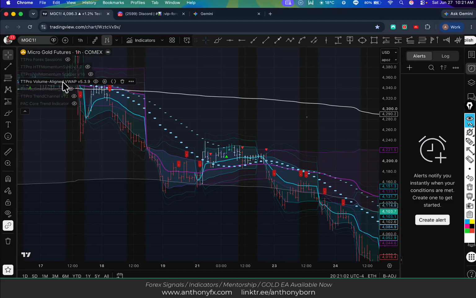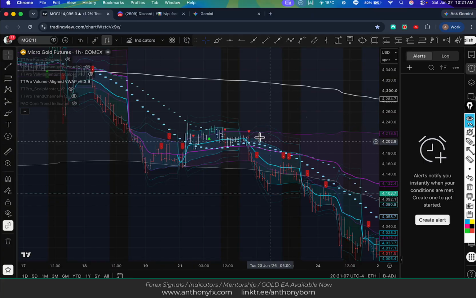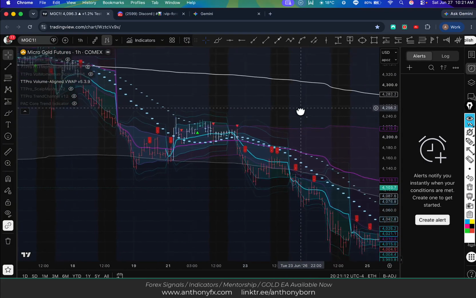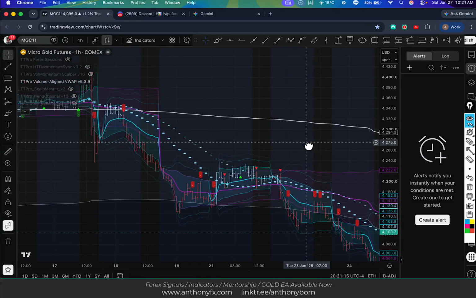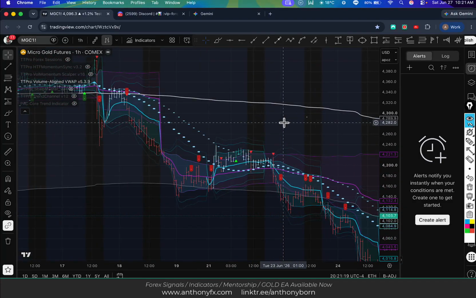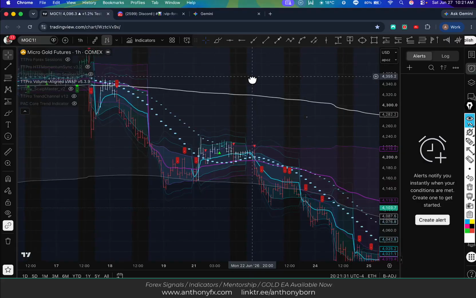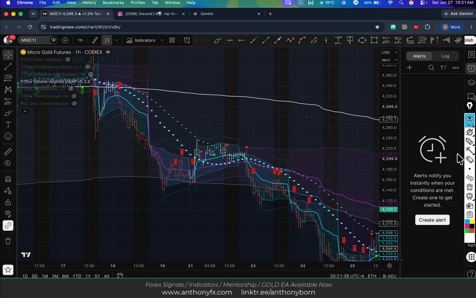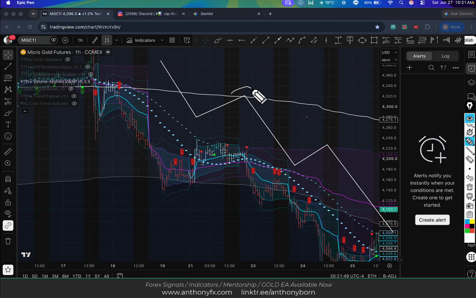We're looking at the volume-aligned VWAP indicator, and we've made some changes to the alerts. So I want to show you what we've got here and why these changes are for the better. As you know, we're always looking for an opportunity in a trend. When the trend is pulling back, we're looking for the opportunity to get in when it's rotating into the next expansion. And this is exactly what we've got right here.